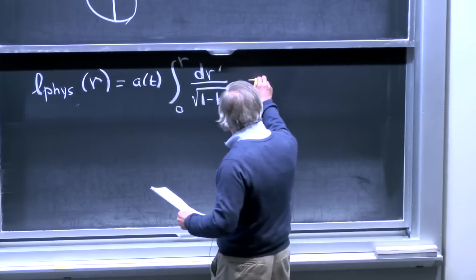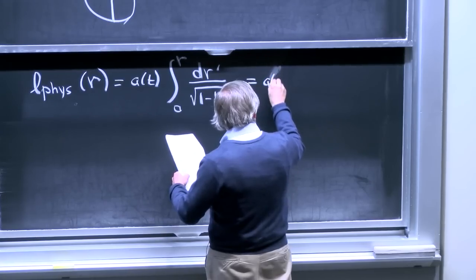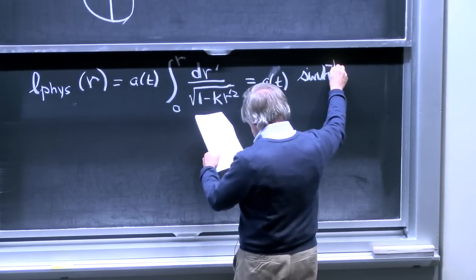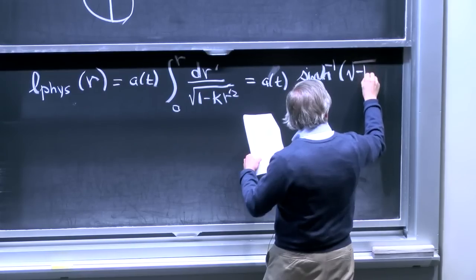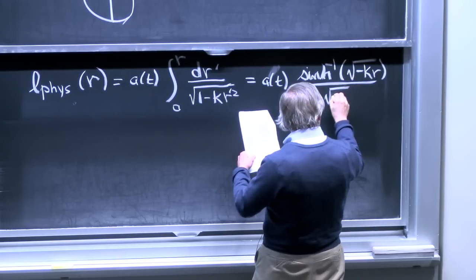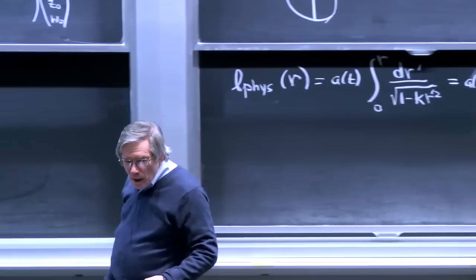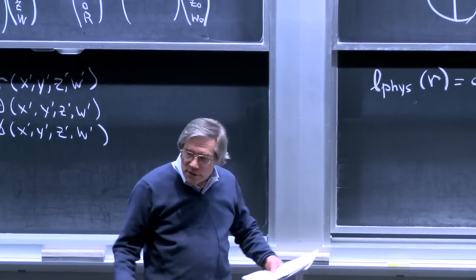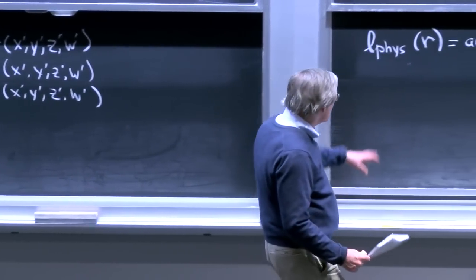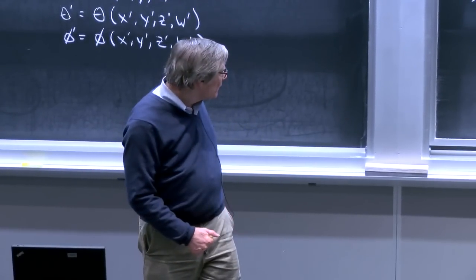And this is an integral which is, in fact, doable. And it's just equal to still a of t in front, which I think I left out in the notes, times an inverse hyperbolic sinh of the square root of minus k r, over square root of minus k. And remember, k is negative, so these are all square roots of positive numbers. And that sinh function, the inverse sinh, can get to be as large as one wants by letting r be as large as one wants. So it grows without bound. And that means the physical distance grows without bound as r goes to infinity. And it grows faster than linear, I think.